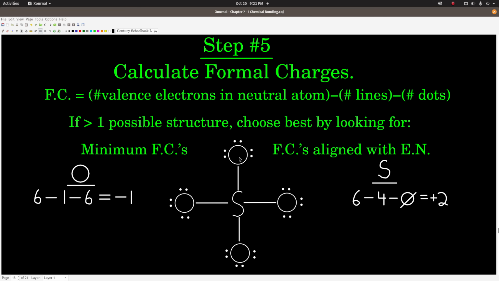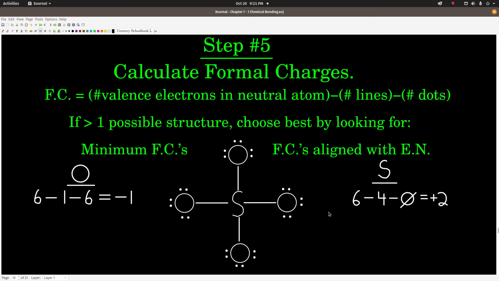So in this structure right here, sulfate polyatomic ion, for each of the oxygens, a neutral oxygen atom has 6 valence electrons, minus 1 line, minus 6 dots (2, 4, 6) is -1. So these are all the same. So the formal charge on each of these oxygens is -1. And sulfur also has 6 valence electrons, minus 1, 2, 3, 4 lines, 0 dots. So its formal charge is +2.